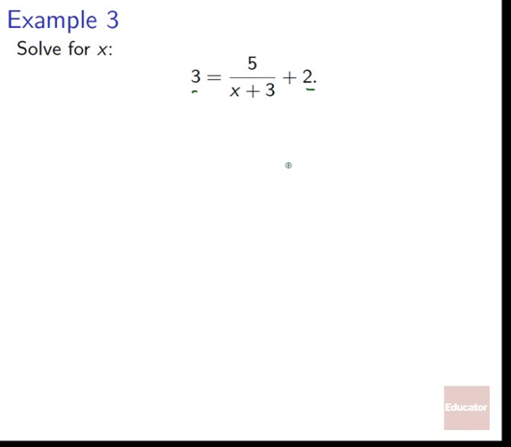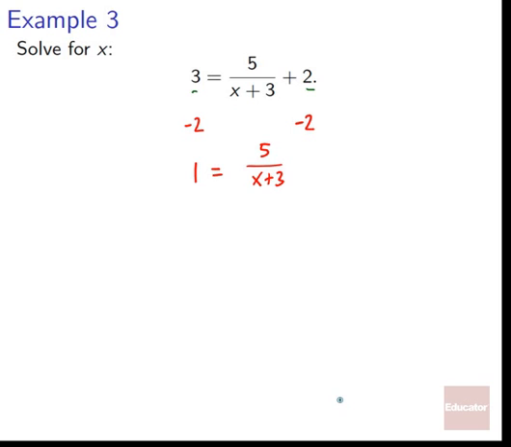So the first thing we want to do is have some way of having it operate on fewer things. So let's try to get it to operate just on the fraction, at least on one side. So we'll start off by subtracting 2 from both sides. That will make it easier to have sort of a clean shot for that x plus 3. We won't have anything else getting in the way. So that gets us 1 equals 5 over x plus 3.